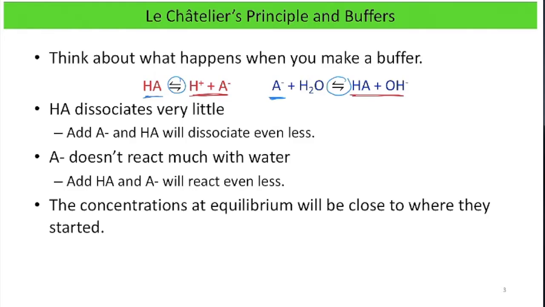So if we put in 0.1 moles of HA and 0.1 moles of A minus, we end up with approximately 0.1 moles of HA and A minus in solution, because neither of them is ionizing very much to produce their respective products.